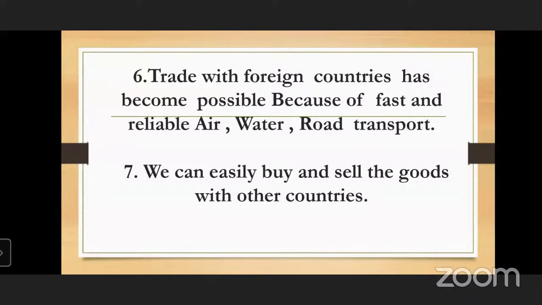Seventh, we can easily buy and sell the goods with other countries. Yes, we can sell our things to other countries and we can buy from them also. Means buying and selling process is also done with the help of these transportations. Okay.